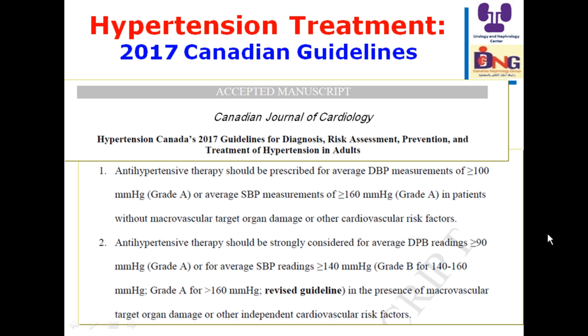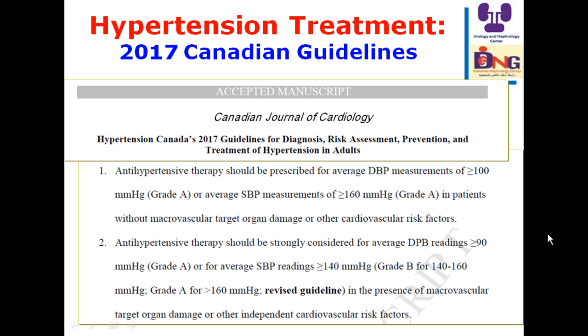Regarding the medical treatments of hypertension, when to treat. Antihypertensive therapy should be prescribed for average diastolic pressure of 100 or average systolic pressure of 160 or above. This is grade A evidence, in patients without macrovascular target organ damage or other cardiovascular risk factors. So we should evaluate the cardiovascular risk. If there are no cardiovascular risk factors other than blood pressure and no evidence of macrovascular damage or target organ damage, we can start treatment if systolic blood pressure exceeds 160 or diastolic 100.